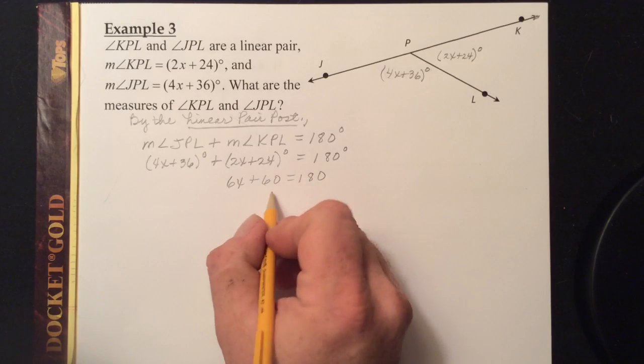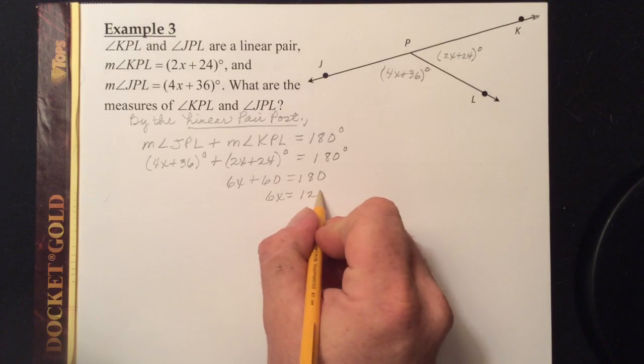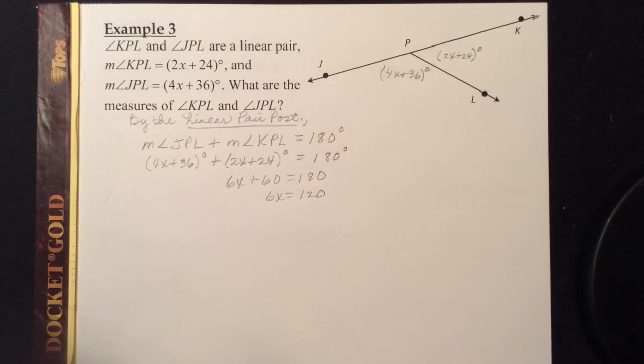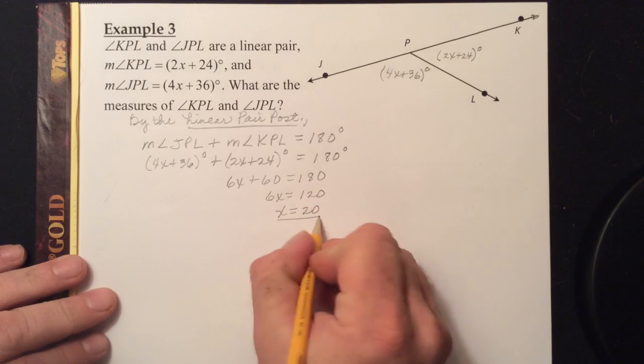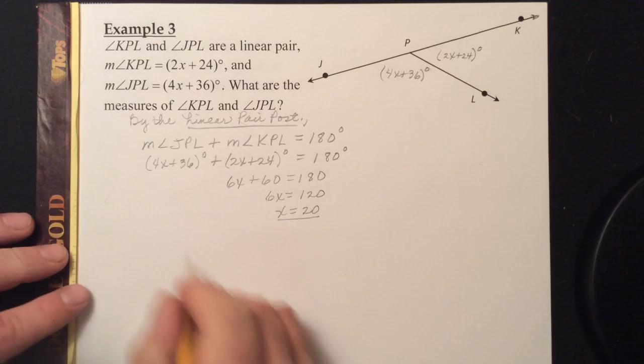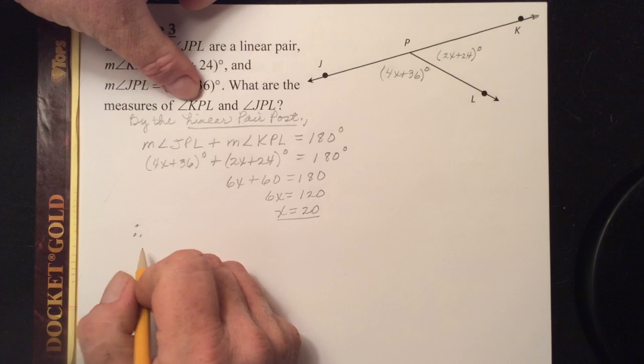Subtract 60 from both sides to balance the equation. We get 6x equals 120. Divide both sides by 6 and we get x is equal to 20. Now that we have x, we can find the measures of these two angles.